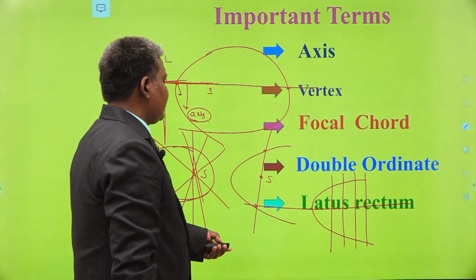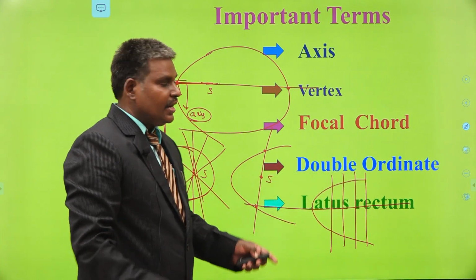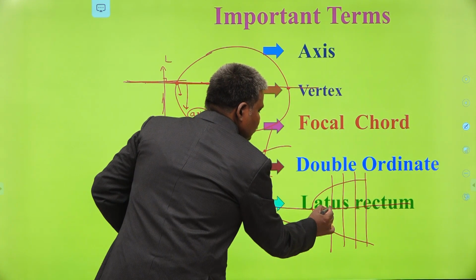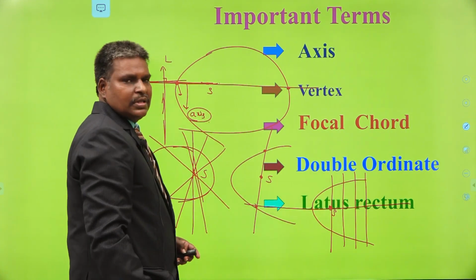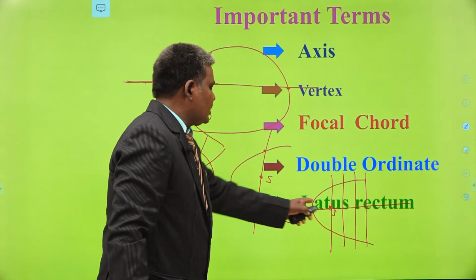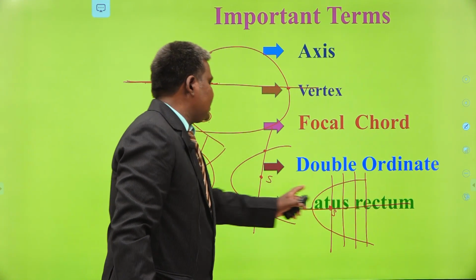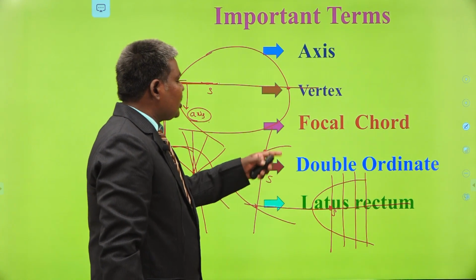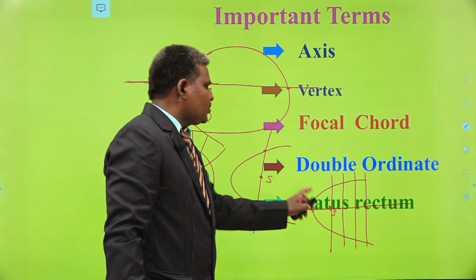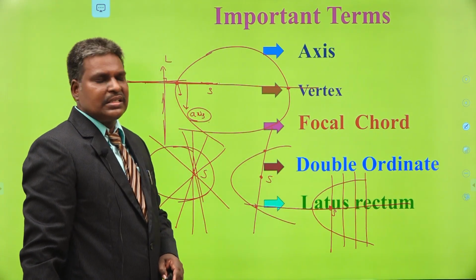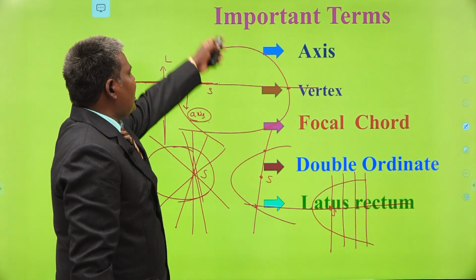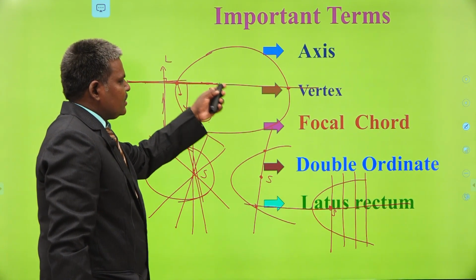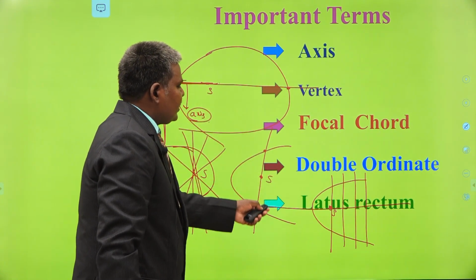Let us see the next definition. Latus rectum. It is one of the double ordinates. The speciality is that it is passing through your focus. The line passing through the focus perpendicular to the axis is called the latus rectum. The latus rectum is a double ordinate which is passing through the focus. In this manner, we have to define these things. One is axis, the other one is vertex, focal chord, double ordinate, latus rectum.